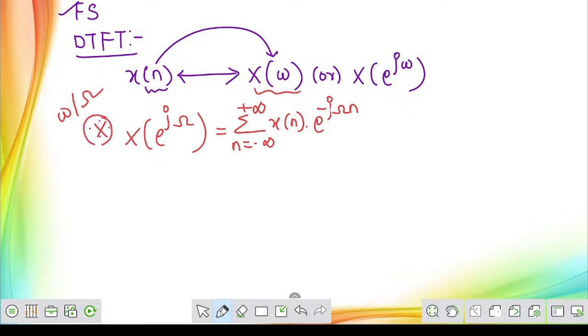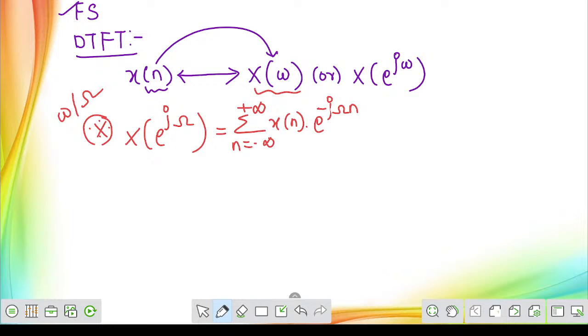When some random signal is given in the examination and they ask you to find the corresponding discrete time Fourier transform, if you don't remember the general formula, it may lead to losing marks unnecessarily. So do remember this formula, it is a little bit important. Of course, you should remember it.